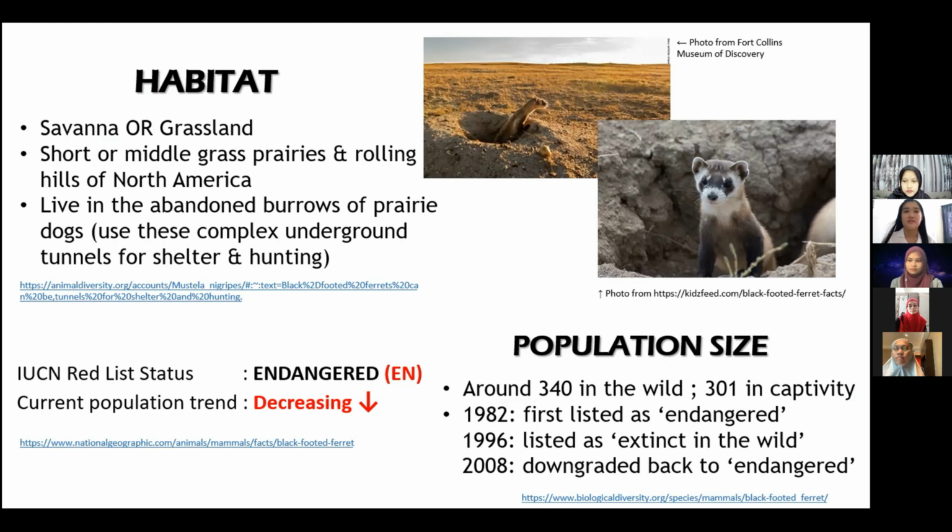And then the population size of the black-footed ferret is around 340 in the wild and 301 in captivity. In the year 1982, they were first listed as an endangered species. In 1996, they became extinct in the wild. And in the year 2008, they were downgraded back to endangered. As you can see on the left-hand side, the IUCN Red List status of the black-footed ferret is endangered, and their current population trend is decreasing. Next.